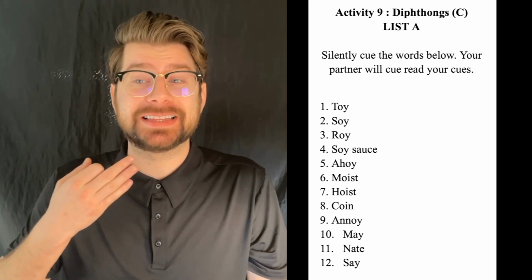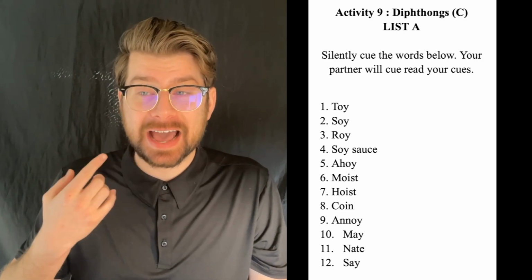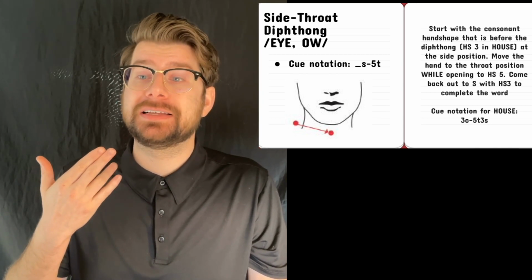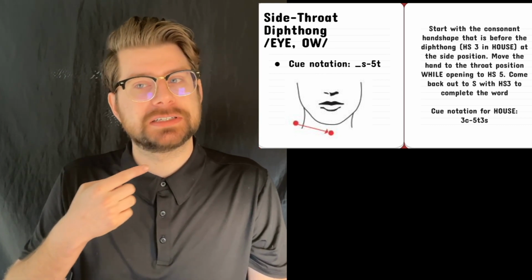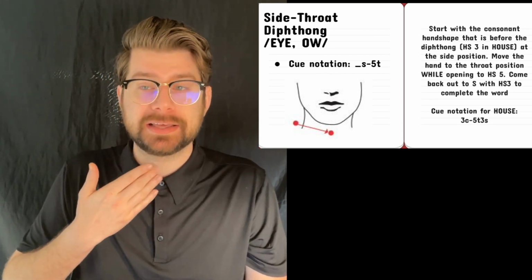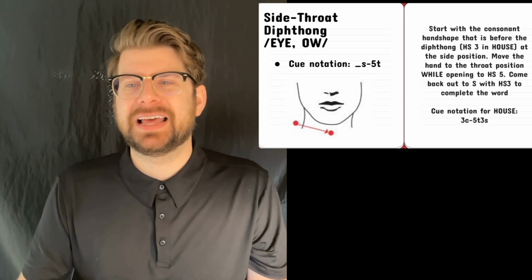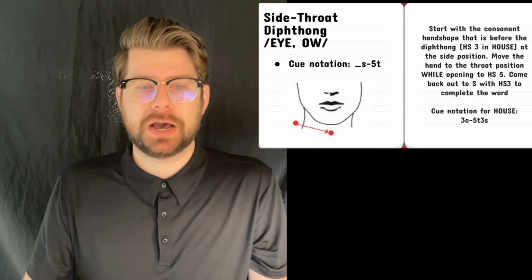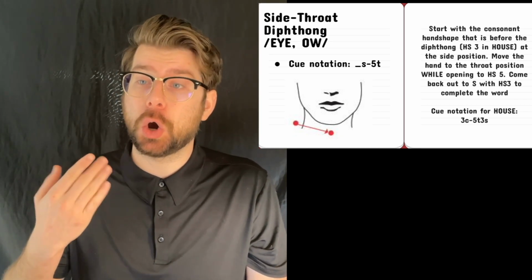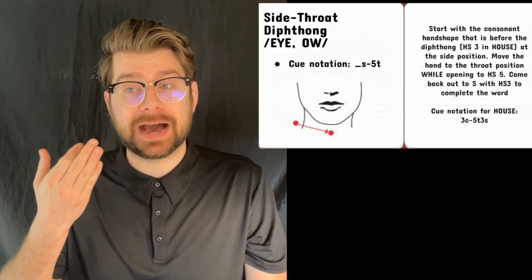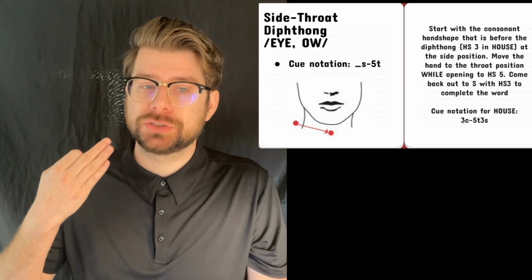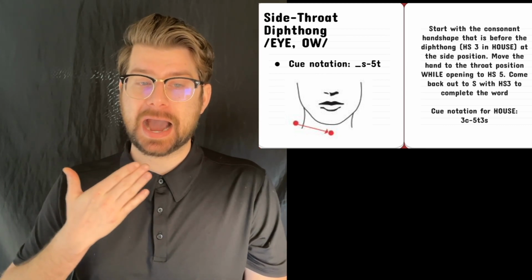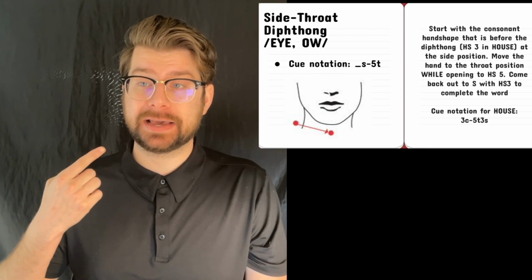So now for the last vowel, we have the side throat diphthong. Just like with the chin throat diphthong, diphthong is beating me up today, and some people do say diphthong. They're both acceptable. This one will also open as it moves, but not from the chin, from the side. So this makes the sounds I and ow.